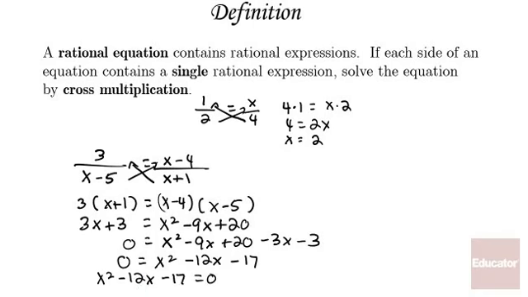I end up with a quadratic equation, and you could try to solve this by factoring, but probably you'll have to use the quadratic formula. That'd be the easiest way. But in any case, we just started out with a rational equation that had a single rational expression on either side and cross-multiplied, and then we can go ahead and solve using methods previously learned.